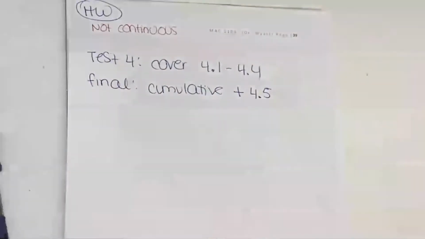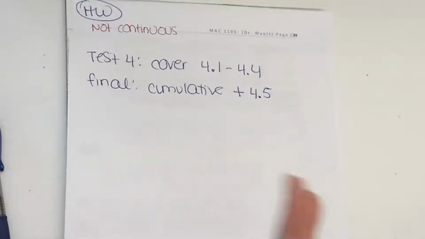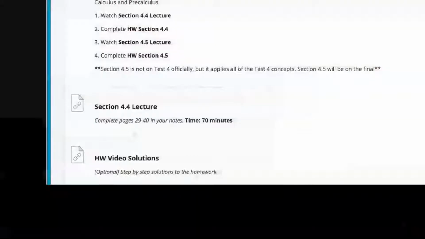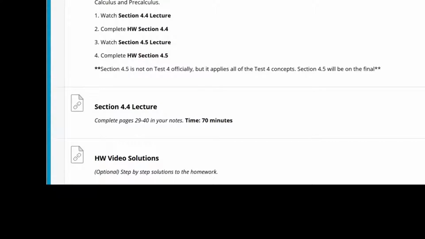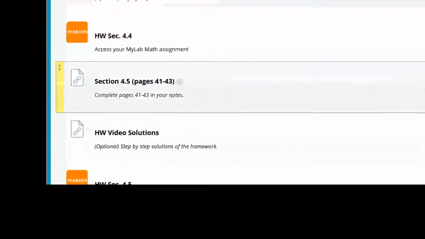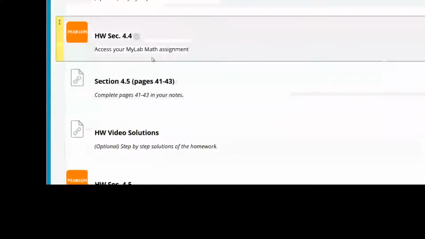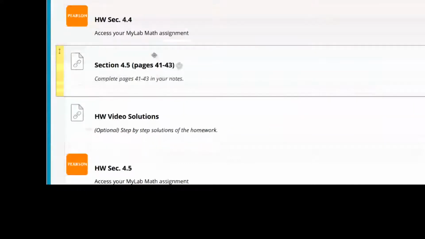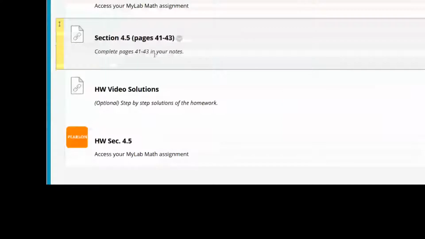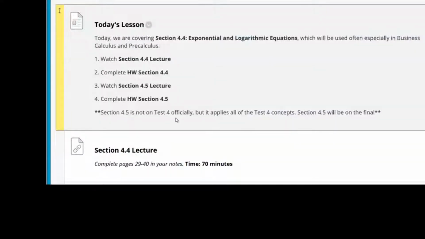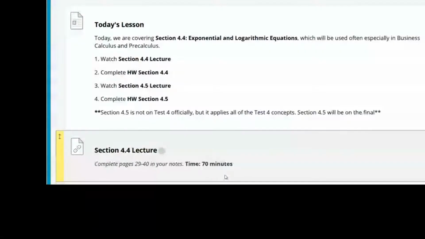So it would be helpful if you do this before test 4, but you'll see that on Blackboard here, maybe I can get this to be shown correctly, but you'll see on today you have 4.4. That is the priority for test 4. But then I also want you to look at section 4.5. Section 4.5 is not on test 4 officially, but it applies and puts together all of those test 4 concepts, and it will be on the final. So if at all possible, if you can, okay? Are there any questions about that?